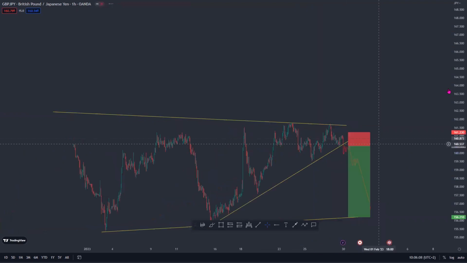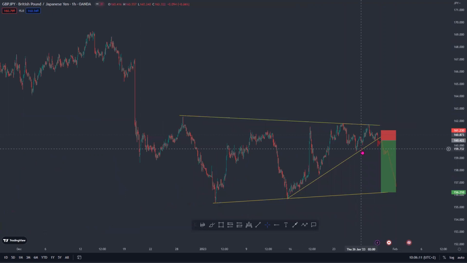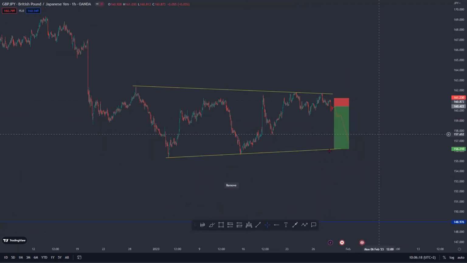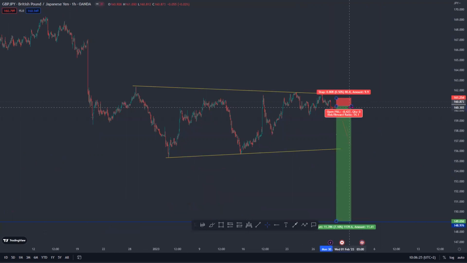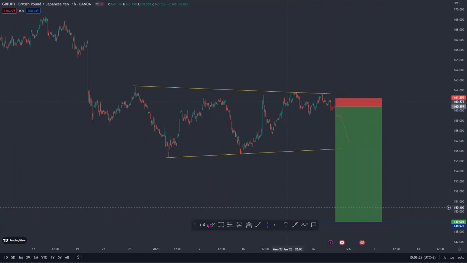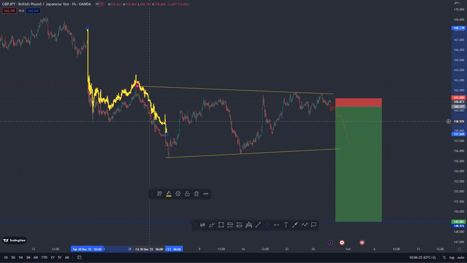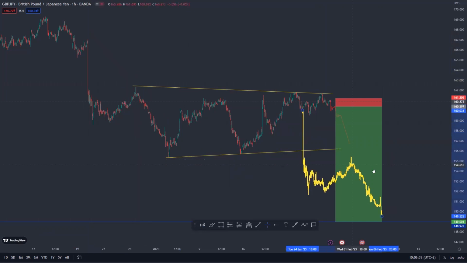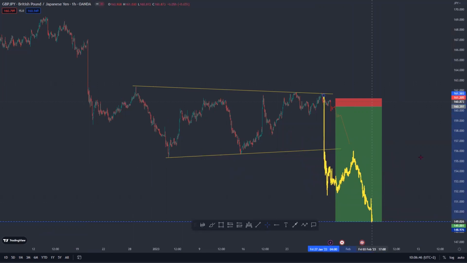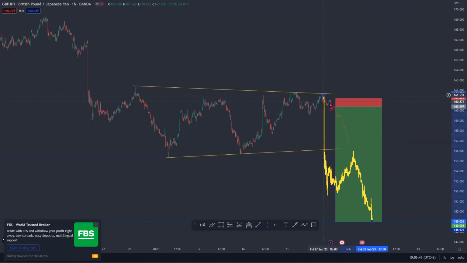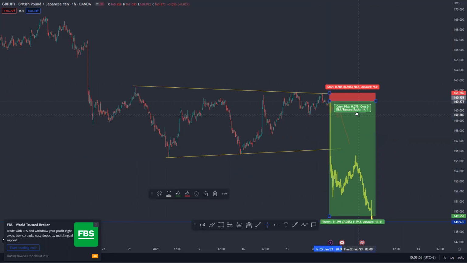If none of this happens, it's okay. But if it sells, our target is around this zone or this level. Let me just take my bar pattern just to measure. So this is what we are looking for on Gbpjpy this coming week. The sell opportunities.